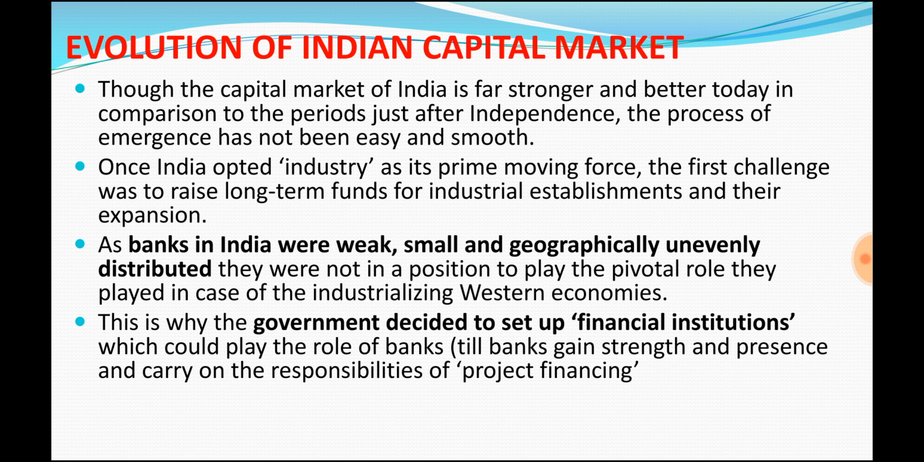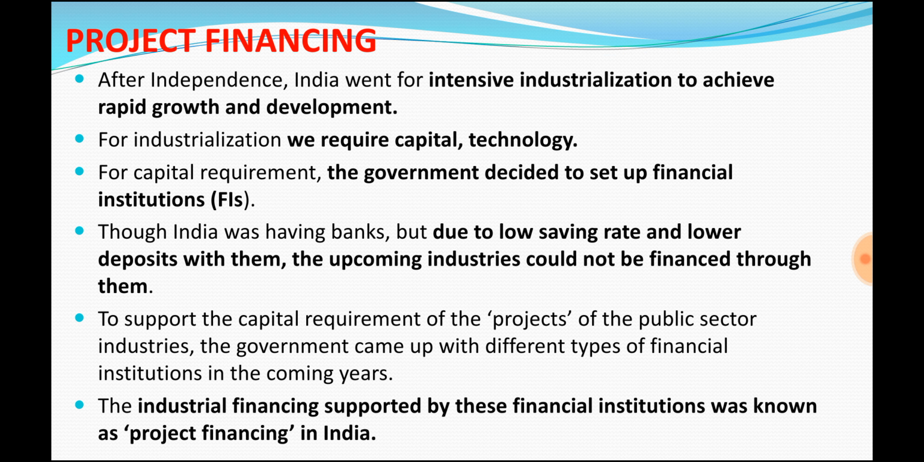They were very weak and small and geographically unevenly distributed, so they were not in a position to provide this kind of credit to the industrial sector. So the government decided to set up financial institutions at the time of independence. So we set up a lot of financial institutions which would provide project financing, and government funds would be used for this industrial development. That is how India started industrial development until the banks became stronger. So in the initial time it was done by the financial institutions created by the government, through project financing. So the government itself did it. That is what is written here also.